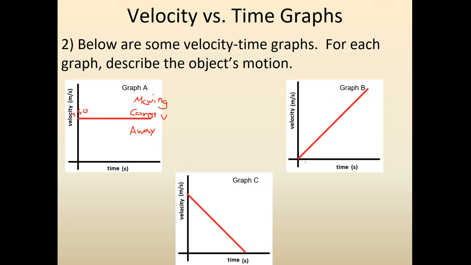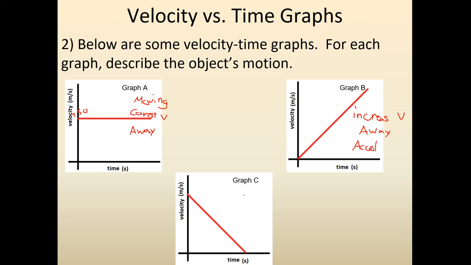Graph B, again, we just try to describe what's going on. The velocity starts at 0 and then it's going up. So the velocity is increasing. So this is an increasing velocity graph. And it's also moving away. I can also say that this is an acceleration graph because it's going to be representing an object that's accelerating.